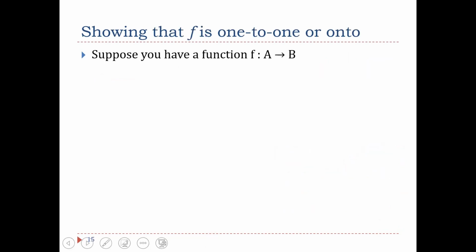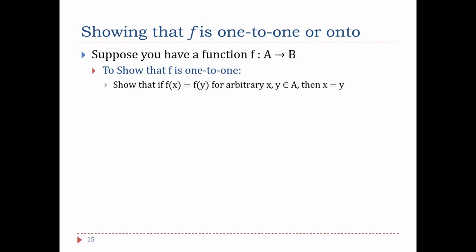So let's talk about the technicality. How to prove that a certain function f is one-to-one? Well, you show that for an arbitrary x and y, if f of x is equal to f of y, then x is equal to y. And as I told you, you could also use the contrapositive.